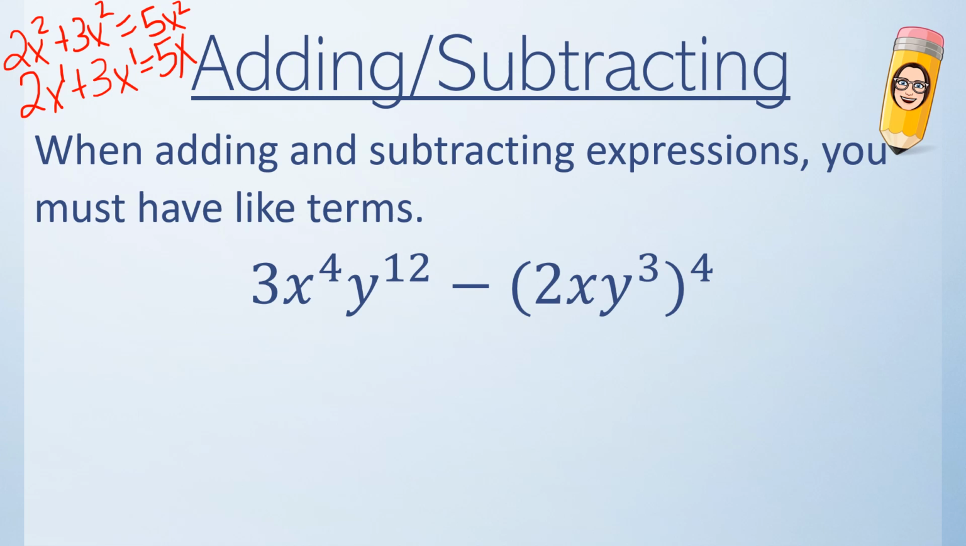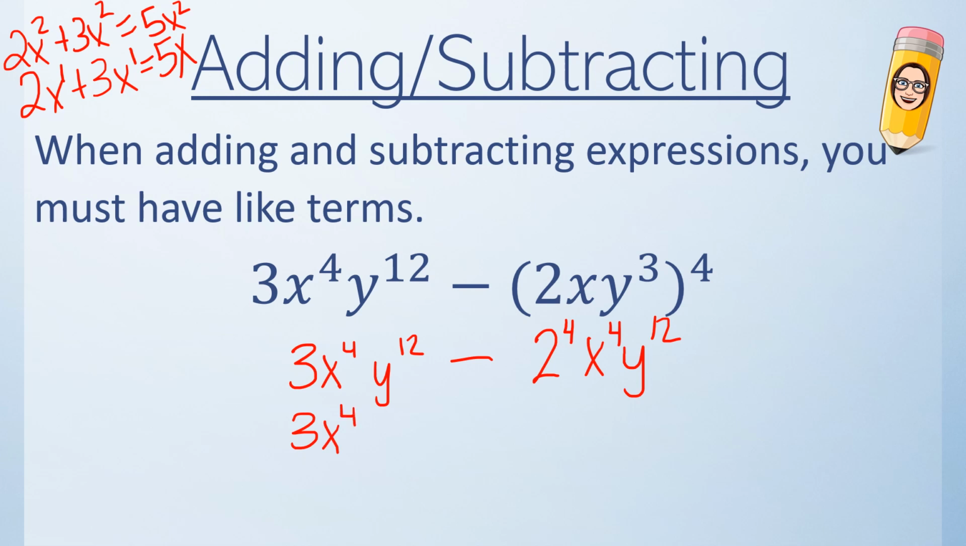So let's take a look at the parentheses first here. I have 3 bases, and I'm going to distribute that 4 to all of them. There's my first rule. Then I'm going to simplify 2 to the 4th because that's the only thing I can see that I can do right now. So that'd be 4, 8, 16.